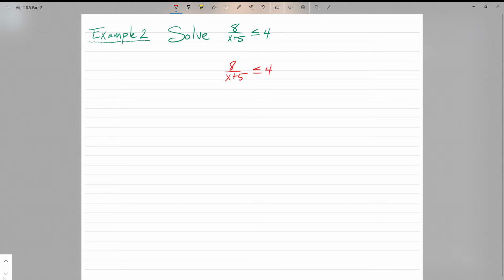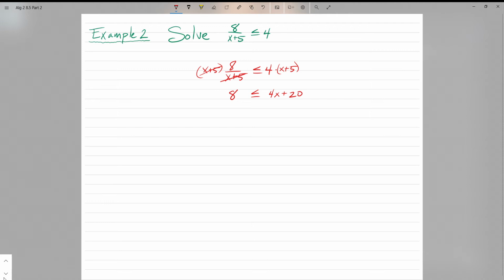Okay, so I'm going to guess some of you would be able to come up with the idea pretty quickly to multiply both sides by x plus 5. Well, you do that. Cancels, 8 less than or equal to 4x plus 20. And you can solve this one pretty quickly, right? Here's the problem and the fatal flaw with this.